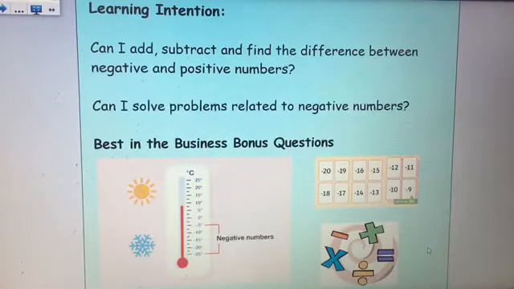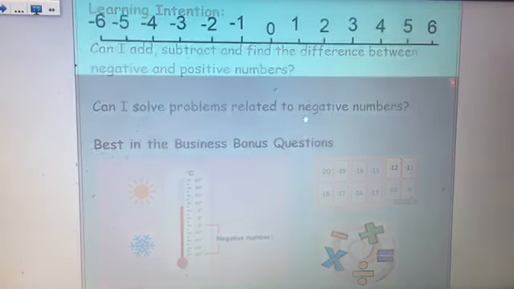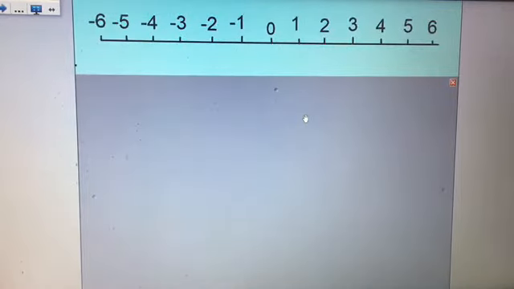Okay, your learning intention for today is can I add, subtract, and find the difference between negative and positive numbers? And can I solve problems related to negative numbers? And of course, there's the best in the business bonus questions to finish off. Okay, so we're going to start off nice and simple here, as we often do, just so you guys get the concept a little bit, and then you can apply that to more tricky questions.